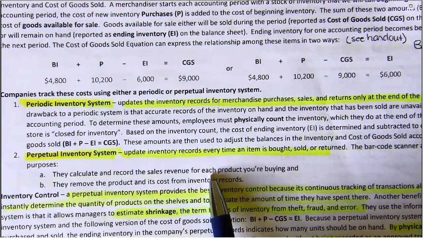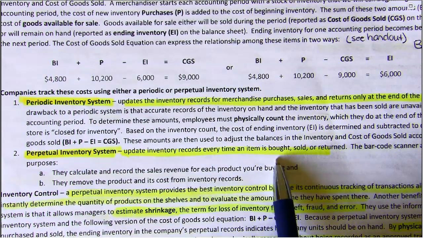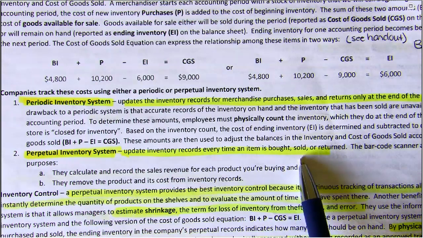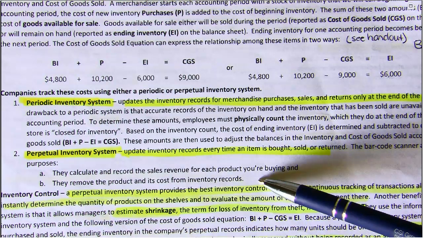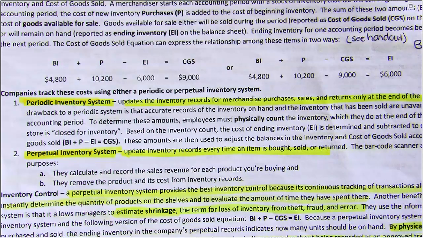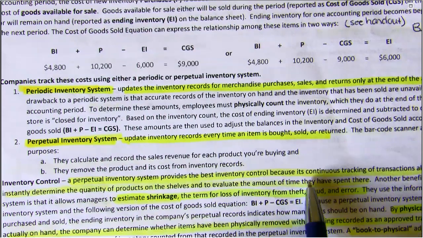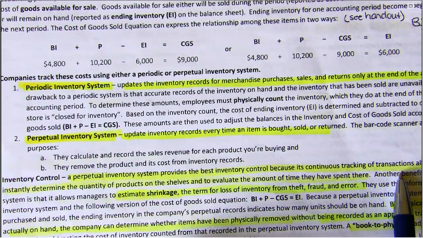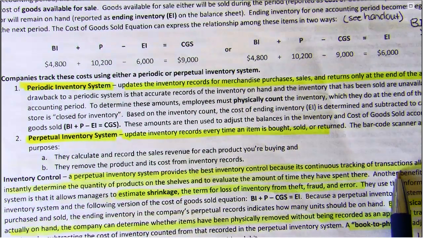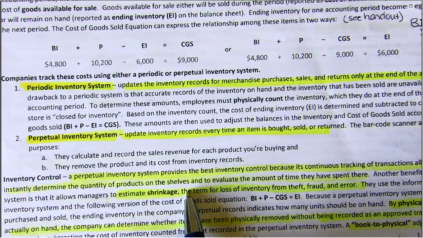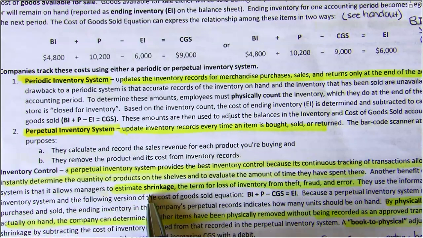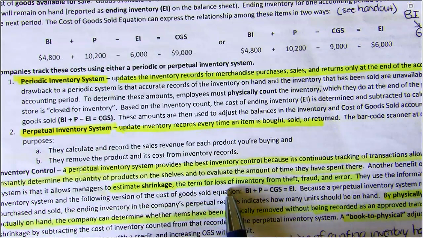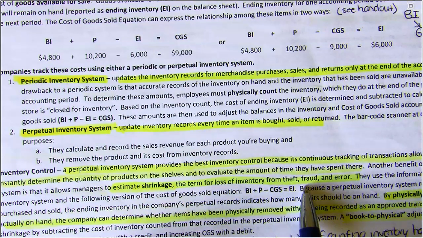With this system, we update inventory records every time an item is bought. We bring it into the warehouse and we scan it into our inventory records. When merchandise is sold, we use the barcode scanners both to record the selling price of what we sold and to remove that item from inventory records. So it's a much better inventory control system. It provides for continuous tracking of transactions, which allows companies to instantly determine the quantity of products on our shelves. Another benefit is we can estimate shrinkage. Shrinkage of inventory is the term for loss of inventory due to theft, fraud, and error.